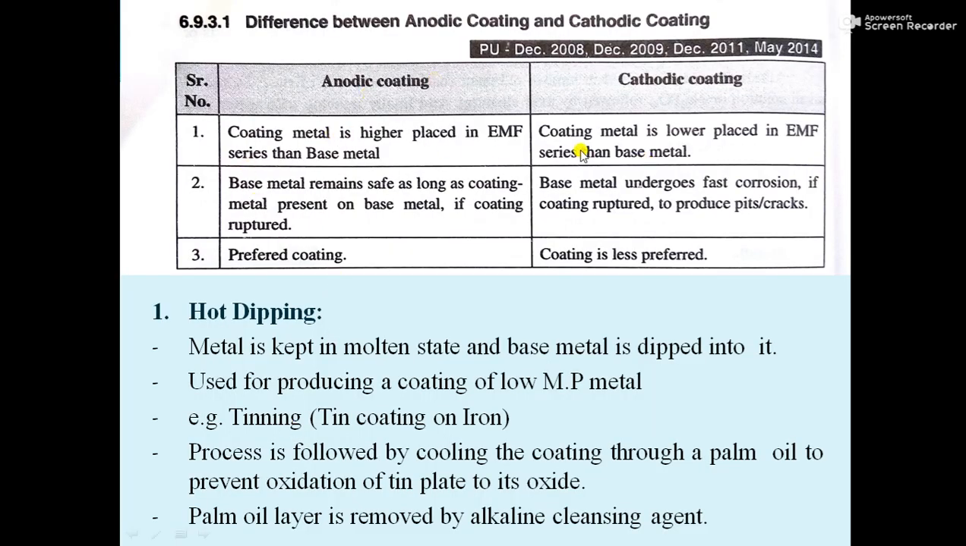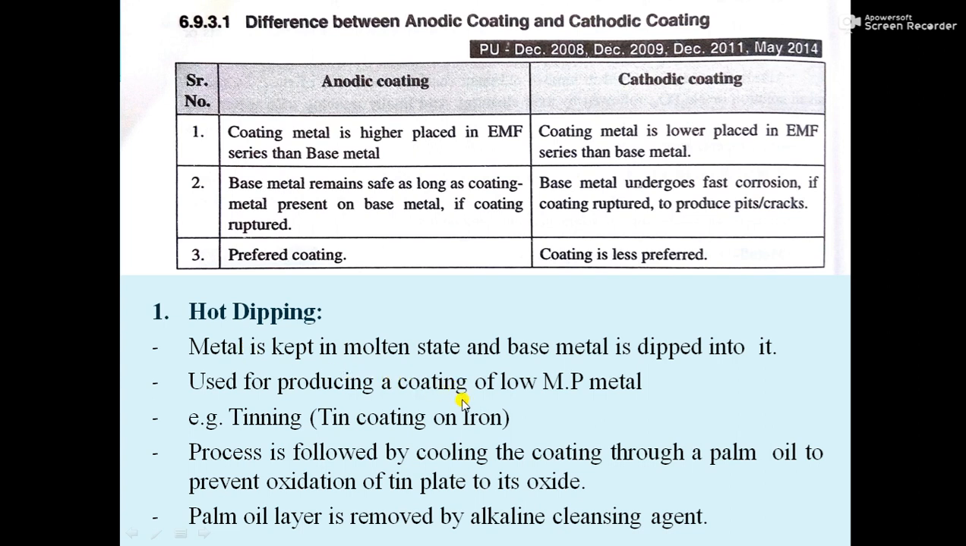This is the difference between anodic and cathodic coating. As already explained, this is the preferred coating. Now, what are the methods for applying the metallic coating? The first method is hot dipping. Hot dipping is used for producing a coating of low melting metals like zinc, tin, lead, aluminium on iron, steel, copper, which have comparatively higher melting points. So low melting point metals are coated on higher melting point metals.